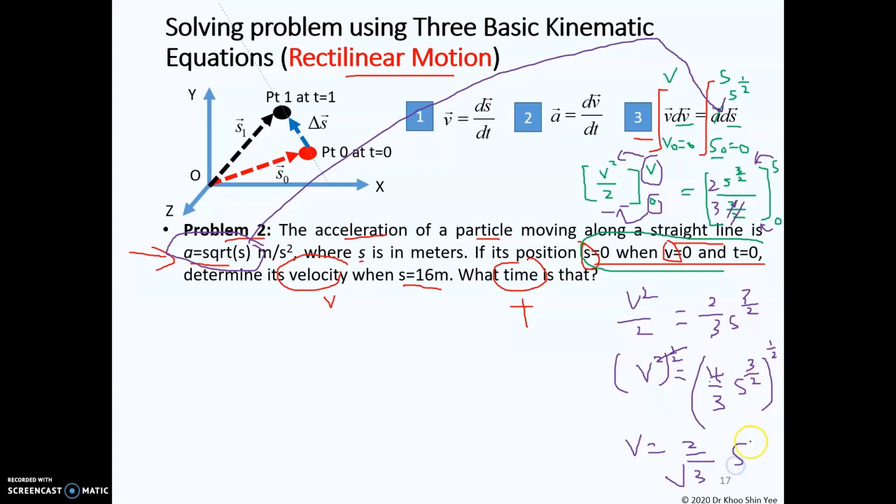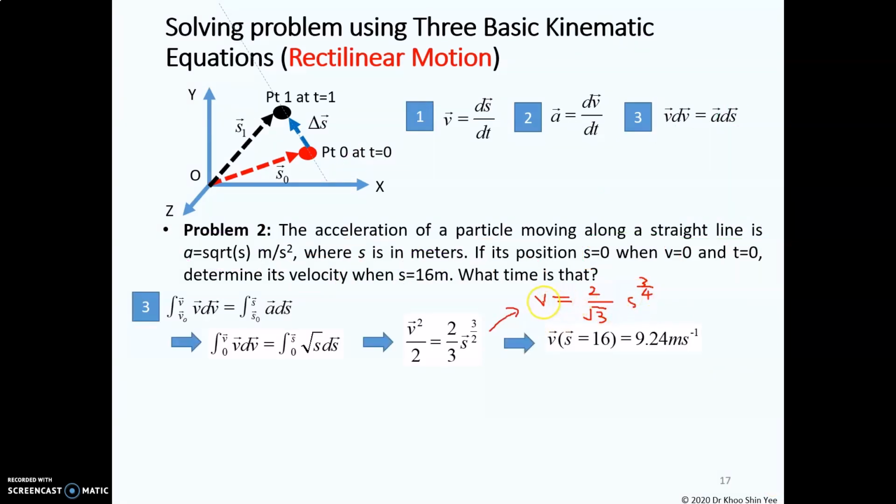And then here you have 3 over 4. With that, you succeeded in finding the velocity function. What you need to do next is substitute x equal to 16 inside. Then you get the answer for the velocity at x equal to 16. We have obtained the velocity function previously. So once you substitute x equal to 16 inside this formula, you should be able to obtain v equal to 9.24. So this is the answer for the velocity.